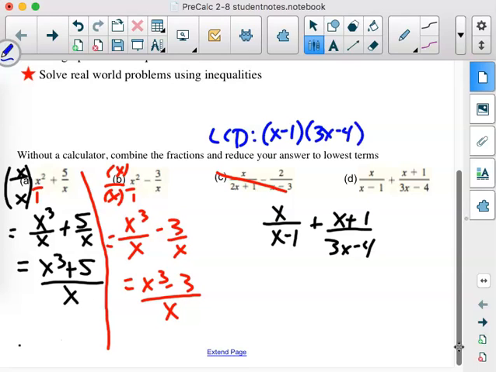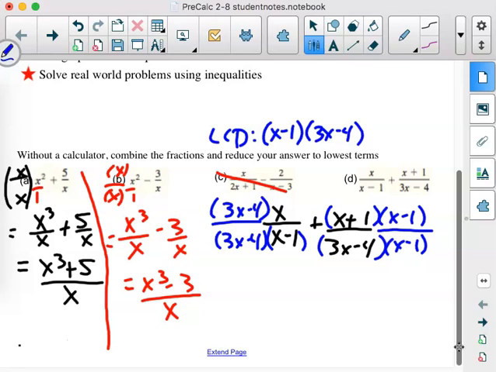And that means this first little fraction will need a 3x minus 4 on the top and the bottom in order to give us that common denominator. And the second one, we'll need an x minus 1 on the top and the bottom.